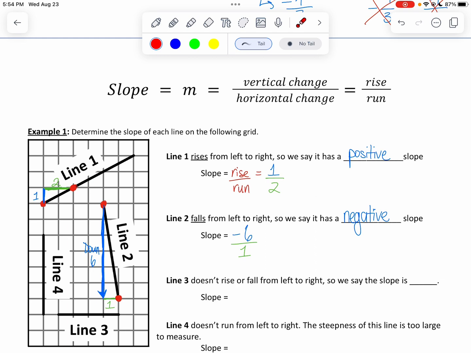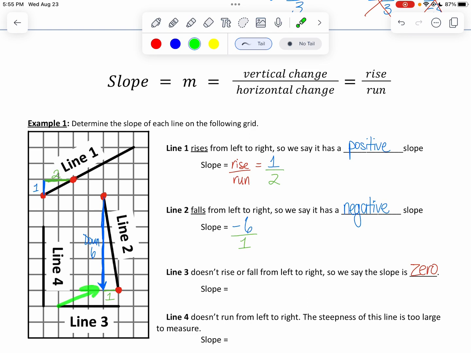Now, a couple tricky situations. Line 3 does not actually rise or fall from left to right. So if we look at line 3 here, we're actually traveling completely flat as we go from left to right. In this case, we say that the slope is actually 0. And that's because we have not gone up, which would be a positive slope, nor gone down, which would be a negative slope, meaning that we're right in this completely flat line where we have no steepness at all.